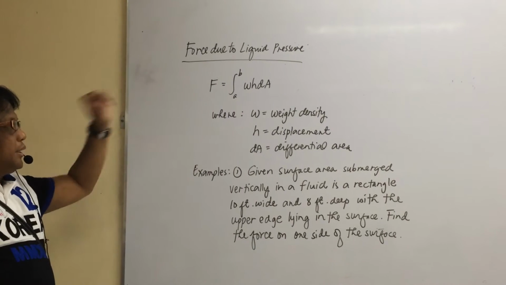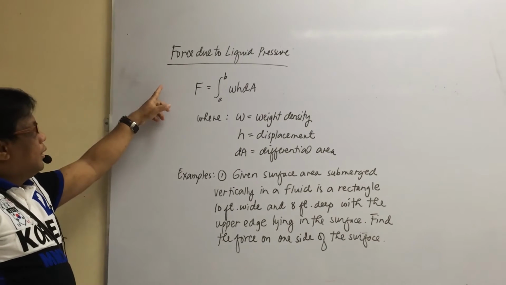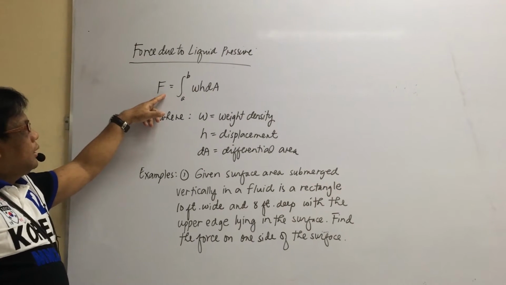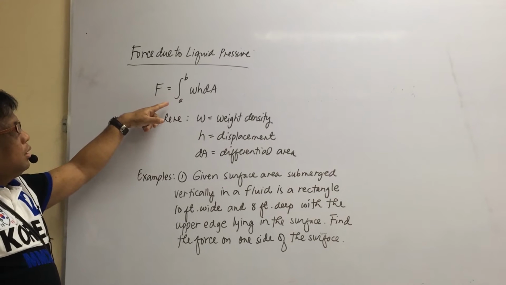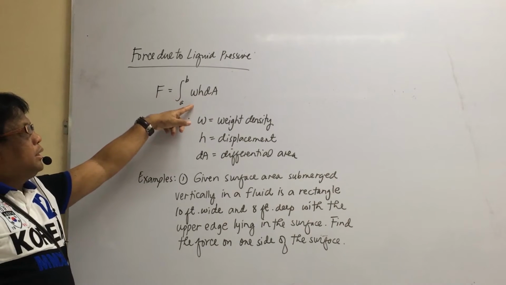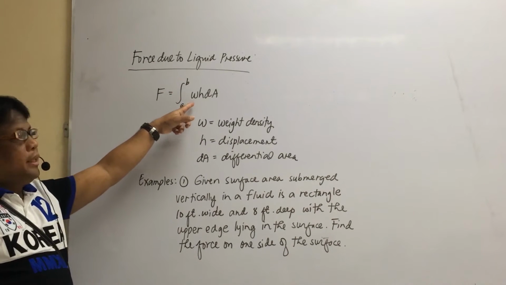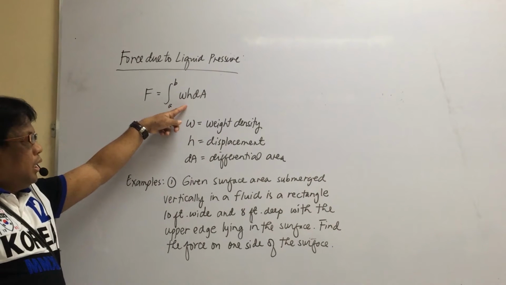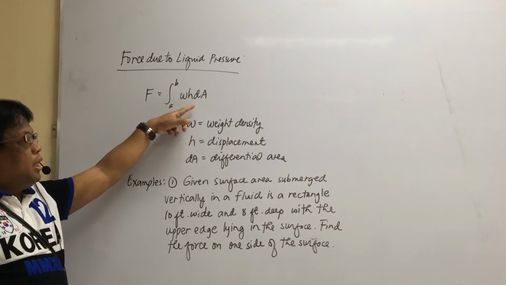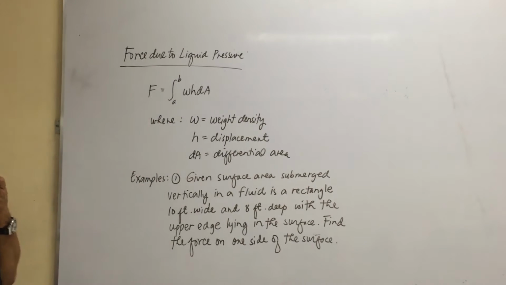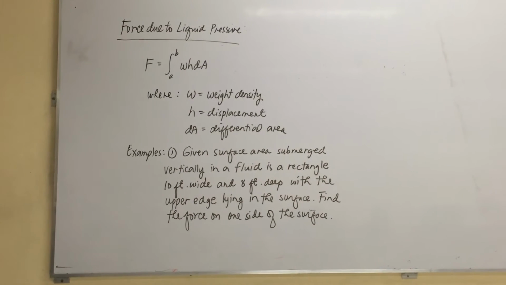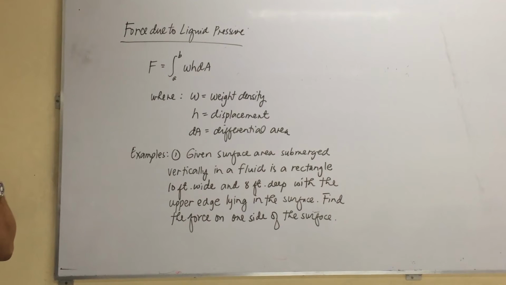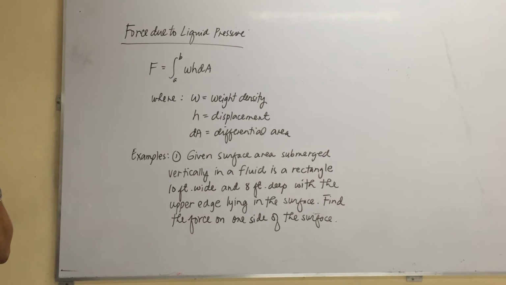Force due to liquid pressure, where the force is represented by F, and it is equal to the integral of W h dA from a to b, where W here is known as the weight density, h is the displacement, and dA is the differential area. So let us apply this formula, force due to liquid pressure.